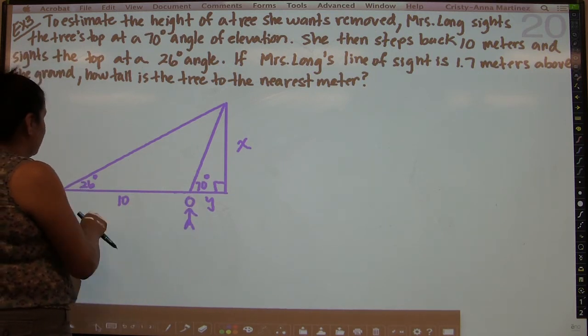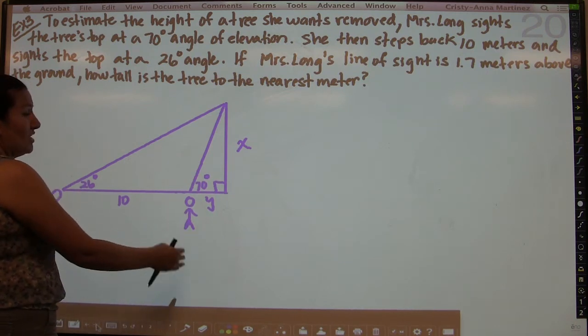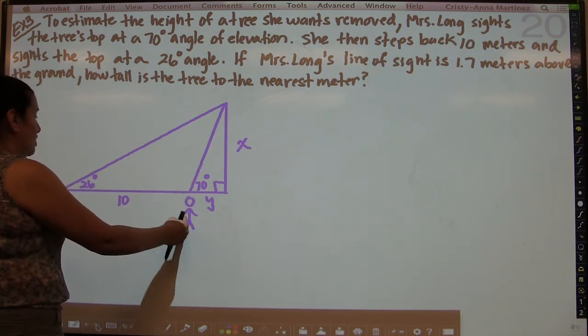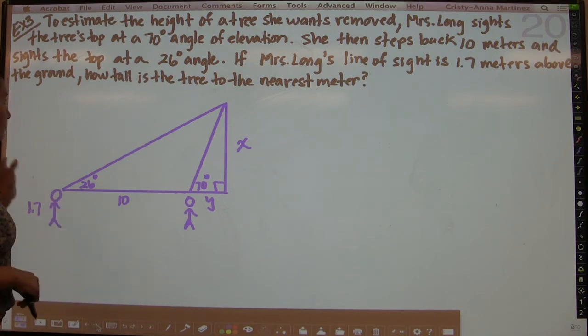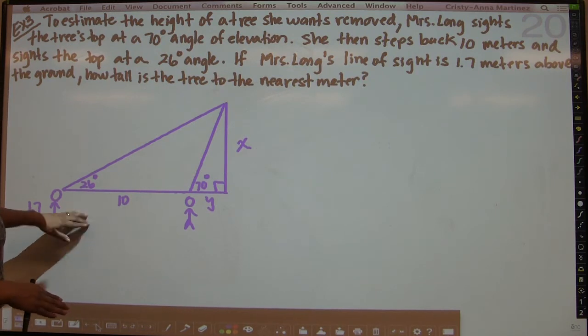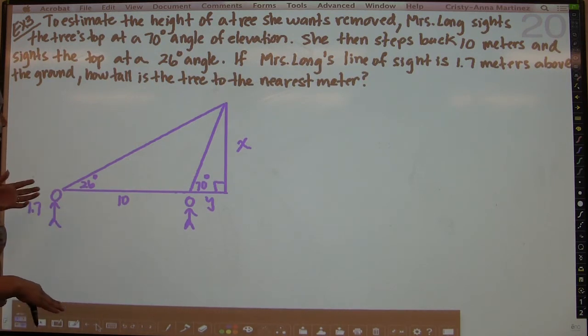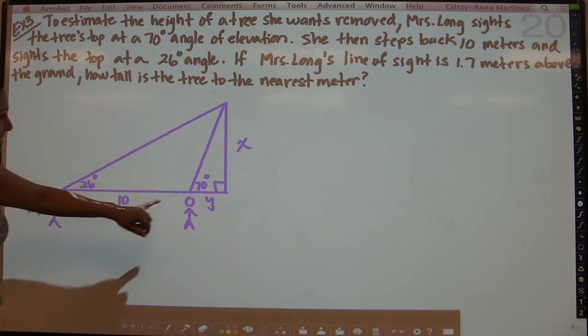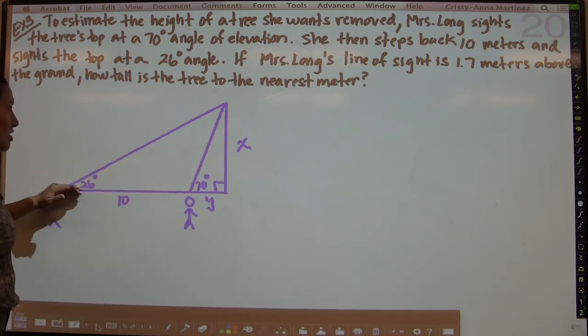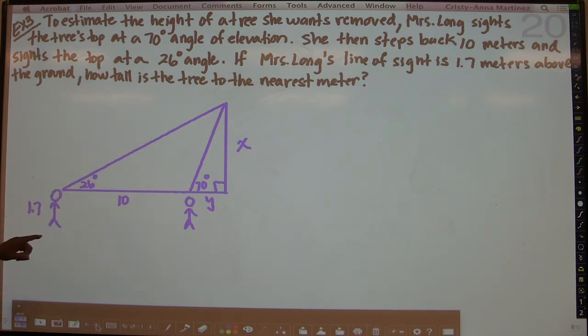That's why it says 10. So the 10 only represents the distance between the two positions of the same person, just here she was first, and then she stepped back. Okay, so when she does step back those 10 meters, she sights the top at a 26-degree angle of elevation. So first she had sighted it at a 70-degree angle, but now she's at a 26-degree angle of elevation. If Mrs. Long's line of sight is 1.7 meters above the ground, so again, that's how tall she is above the ground, how tall is the tree to the nearest meter?